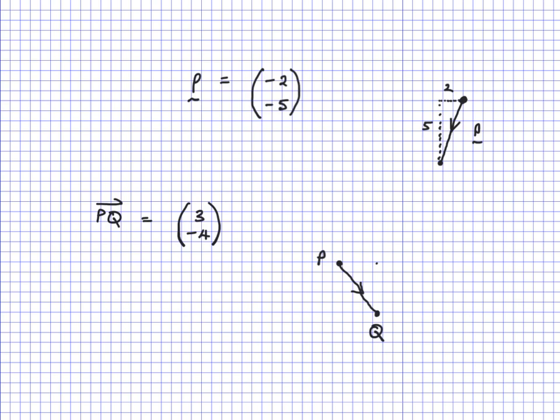What about the vector ST, which has components -6, 0. So let's pick a starting point. This is an easy one to draw. We'll pick a starting point here. Now, -6, the x component is -6, which means we move 6 to the left.